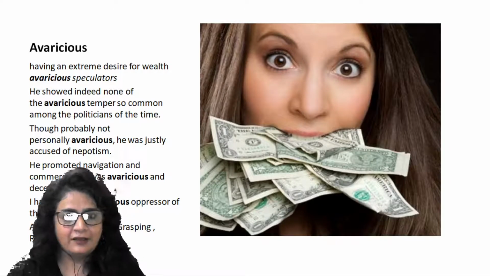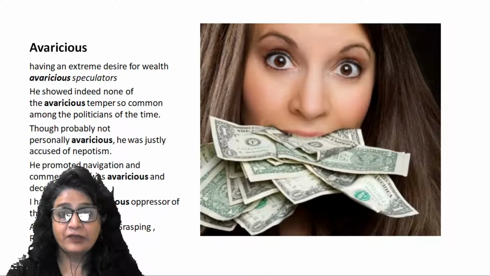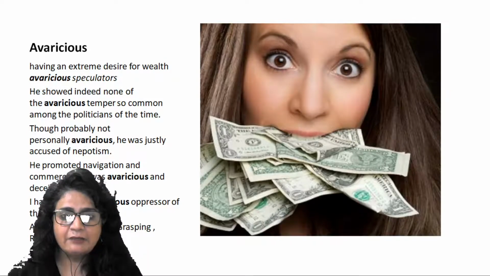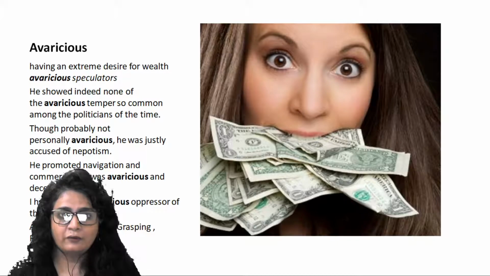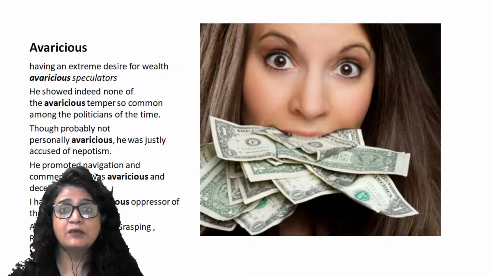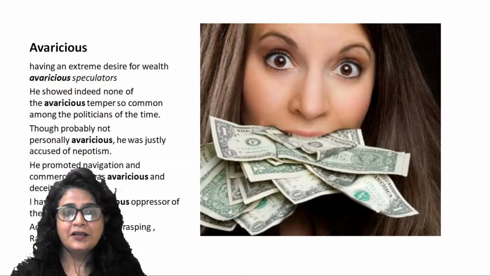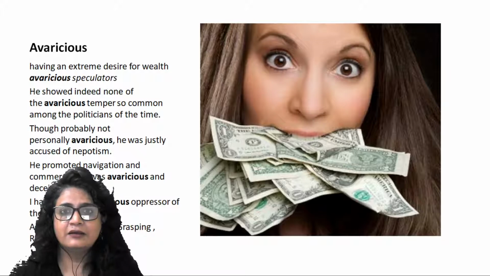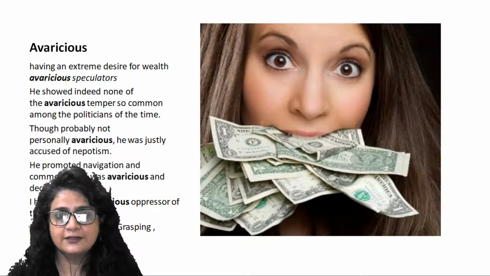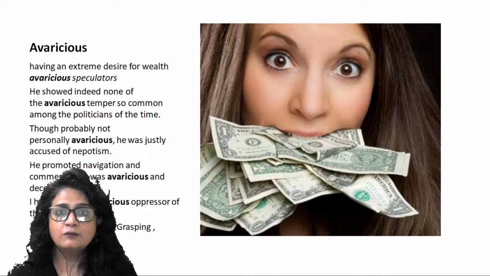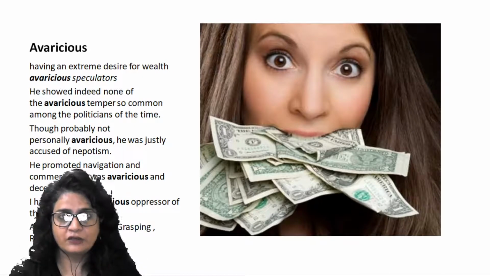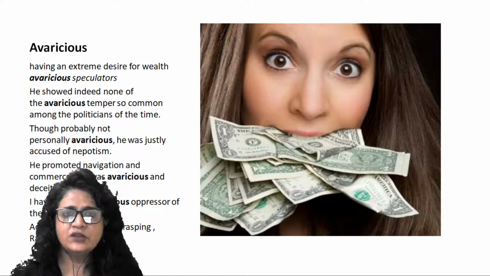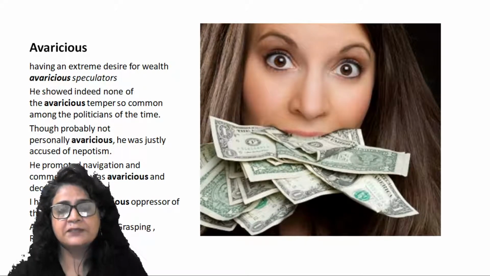Right. Money. All right. So a girl grabbing money through her teeth, and at the same time possibly is looking for more, right? She's anticipating more to come her way. That is what is avaricious. Another adjective defining greed, greedy attitude, greedy outlook for things. Avaricious. Avarice will be noun, avaricious will be an adjective to define people. Having an extreme desire for wealth, avaricious speculations.